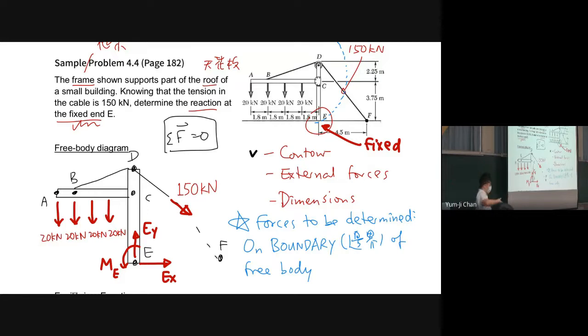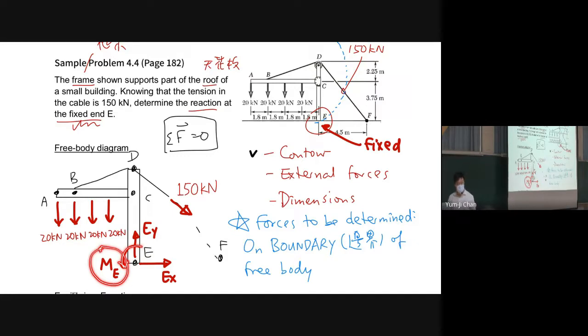Because point E cannot move horizontally, it cannot move left and right, so we have a force. You can draw it to the left or to the right, it's up to you. You can draw it like this and it's okay, but I want to do it this way. And now, because it cannot move up and down, we have a force in the y direction. The last thing is, can this rotate like this? No. So we have a moment here, M_E.